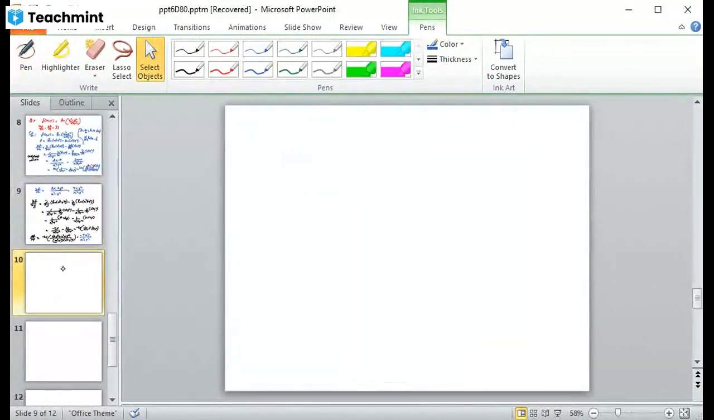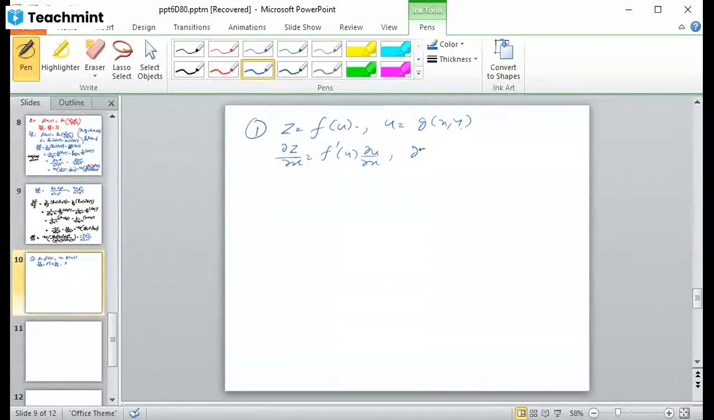Now this is chain rule number 1, which we have discussed here: if your function depends upon a single variable, and this single variable depends upon more than one variable, then if I differentiate z with respect to x, this is f'(u) into ∂u/∂x. Or if I want to differentiate with respect to y, then this is f'(u) into ∂u/∂y. Now, case number 2 is the reverse part.